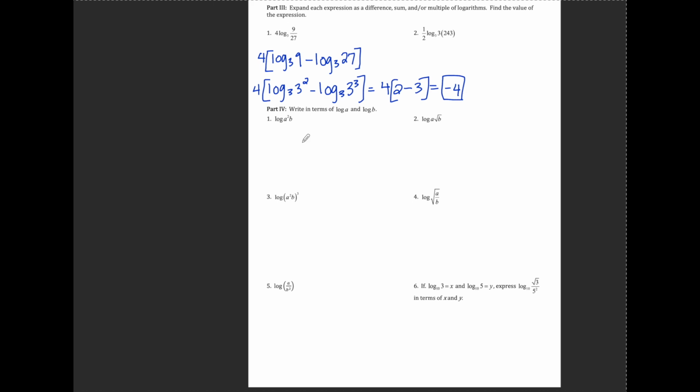In part 4, my directions are to write in terms of log A and log B. In this section, I'm going to do 1, 4, and 6 to start, and then we'll do a couple more on the last page as well. So in number 1, if I want to write this in terms of just a log A and a log B, so I want to split this up, I'm first going to take this multiplication and write that as addition.